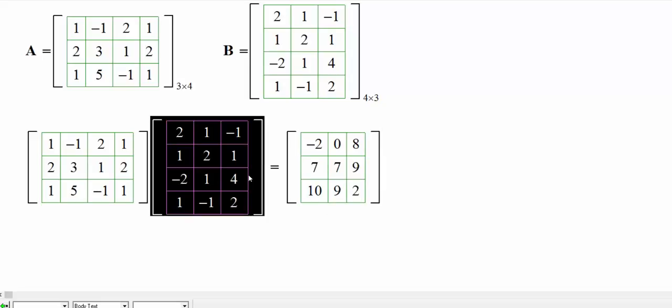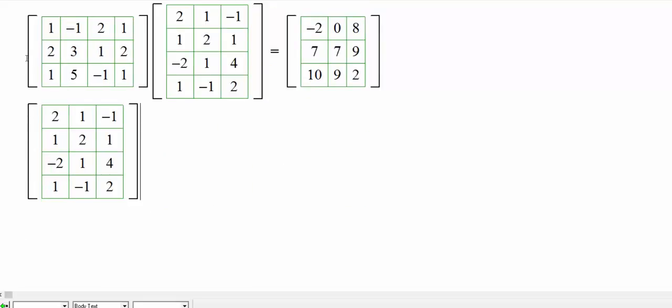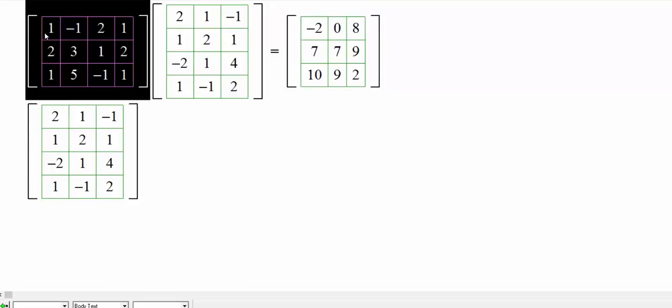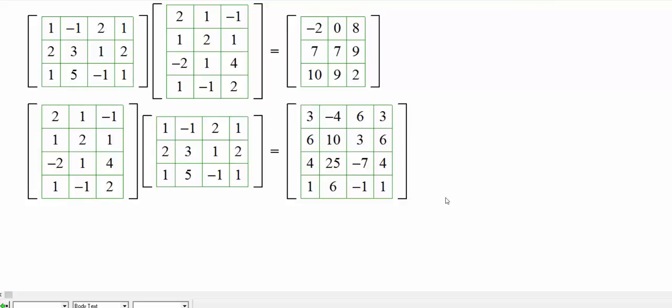Now in this case, what we have is that we have BA available as well. And of course, that will be a different size now because I have 4 rows here, 4 columns here. So the product will be 4 by 4. So this is also just an example to see that the matrix multiplication is not commutative.